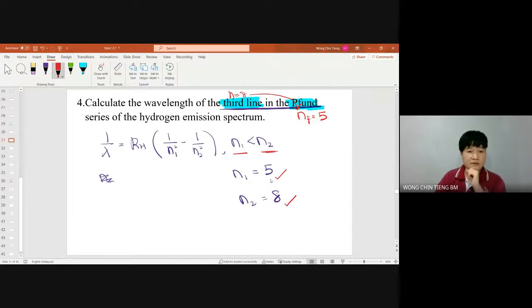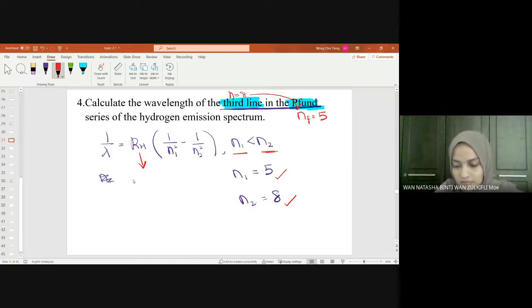Natasha, what is the value of RH that you are using here? 1.097 times 10 to the power of 7.